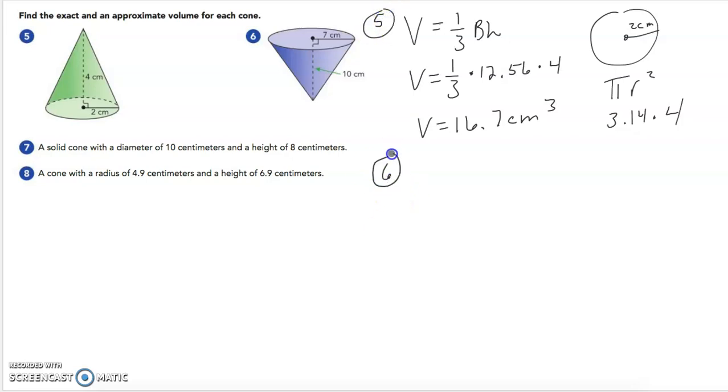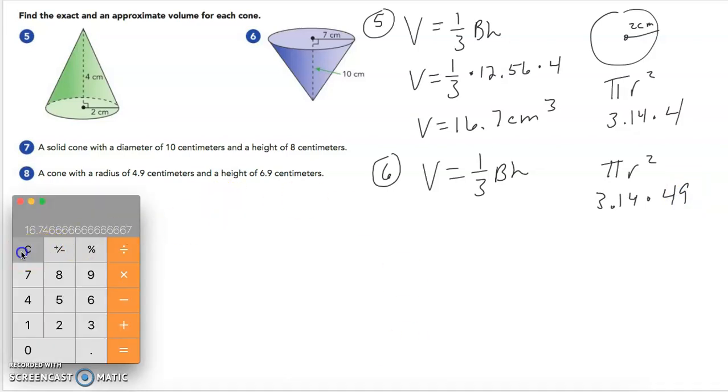Number 6. Volume equals 1/3 area of the base times height. Again, the base here of our cone is a circle, so we have to do pi r squared. So we're doing 3.14 times 49. 3.14 times 49 is equal to 153.86.